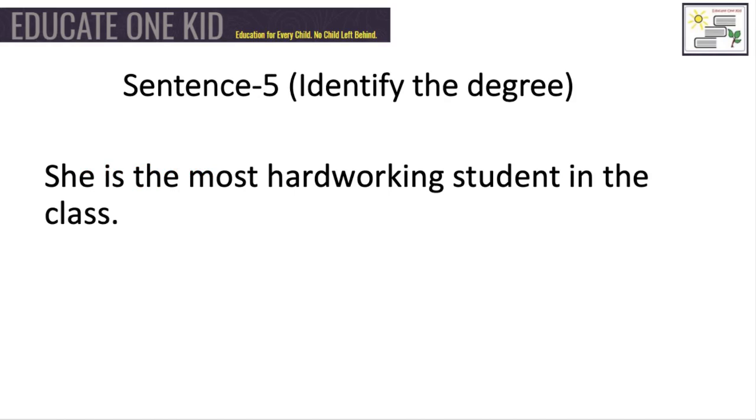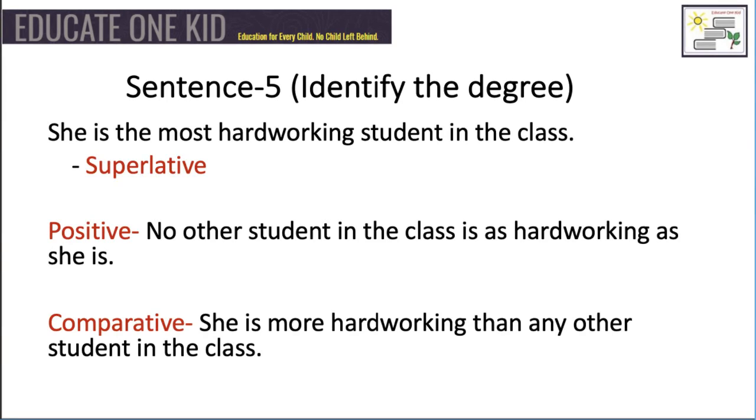Example: she is the most hardworking student in the class. This is again an example of a superlative form. In the positive form, no other student in the class is as hardworking as she is. In the comparative form, she is more hardworking than any other student in the class.